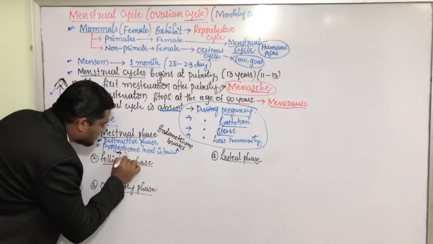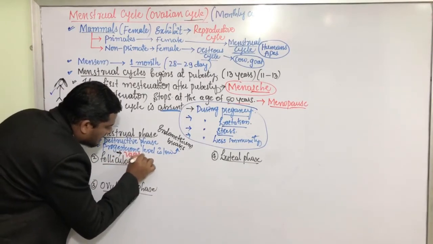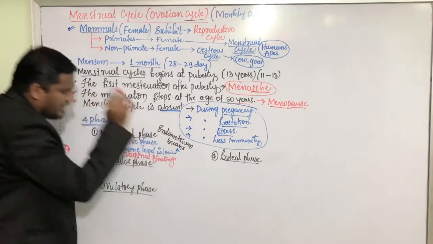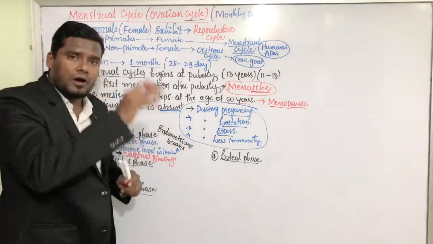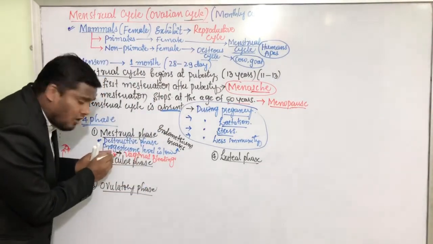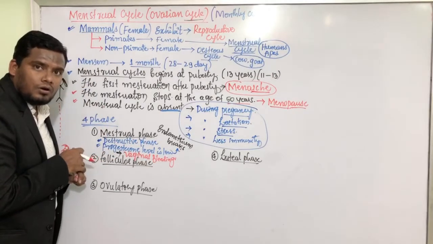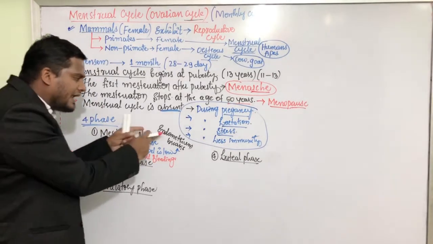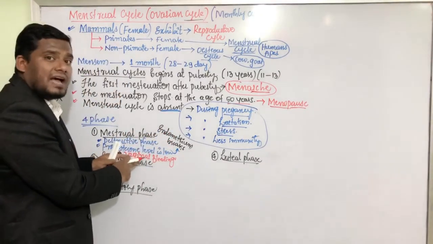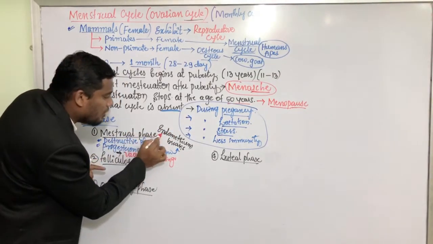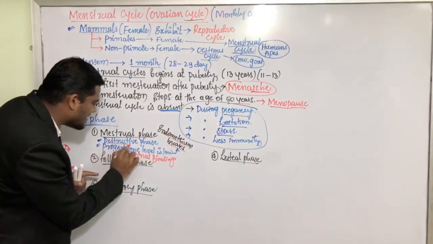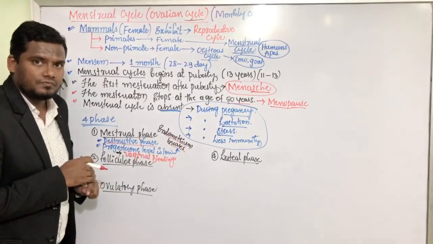There is a vaginal bleeding. वेजाइना से ब्लड निकलना शुरू हो गया. अब वेजाइना से ब्लड क्यों निकल रहा? Because of the low level of progesterone hormone. This low level breaks the endometrial wall. As a result of that, there is a vaginal bleeding. That is why here the endometrium is getting destroyed. For that reason, it is called a destructive phase.